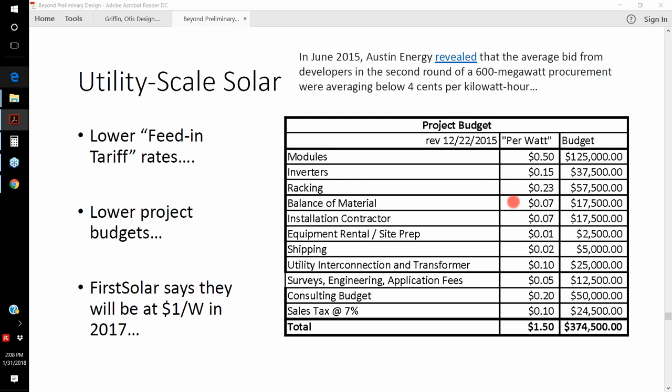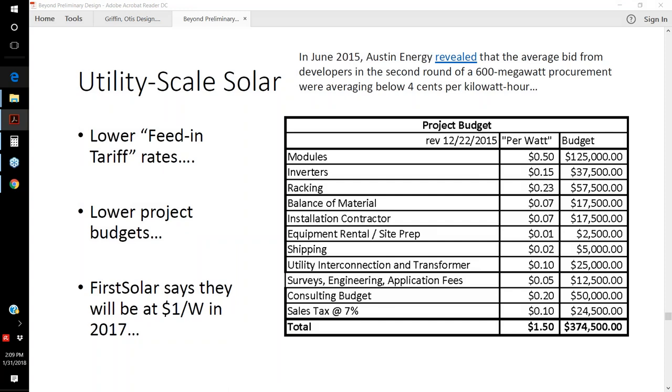Balance of system material cost goes down, labor costs go down, all your site prep and equipment rental costs go way down. Often your interconnection costs remain about the same. Your design fees go way down. And so, yes, it is absolutely possible to develop 1 megawatt projects in the $1.50 a watt range. If you did a residential solar, that cost may come out to $2 a watt, and in more expensive areas even a little bit more than that.